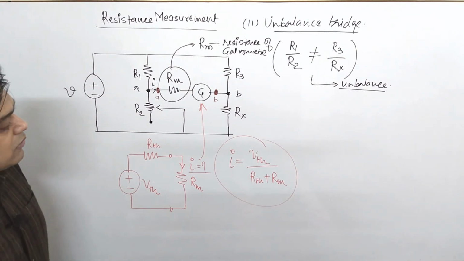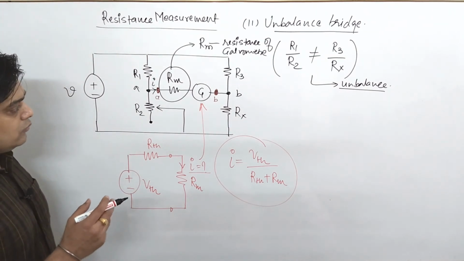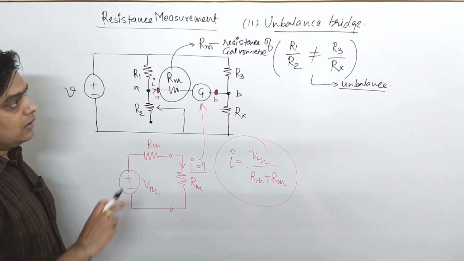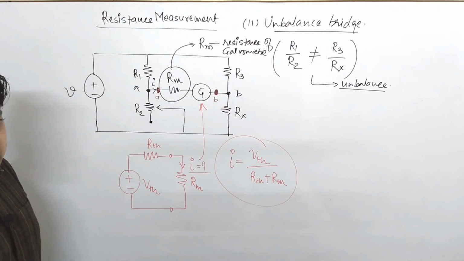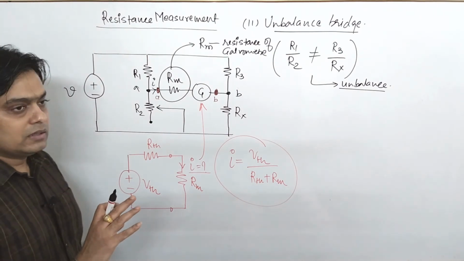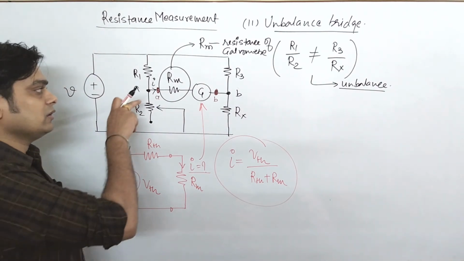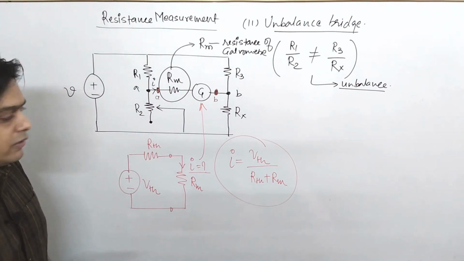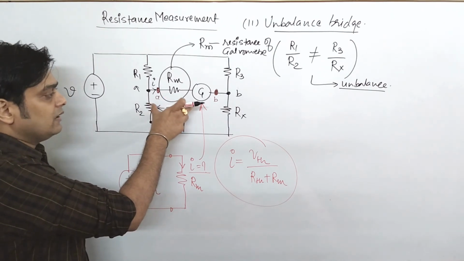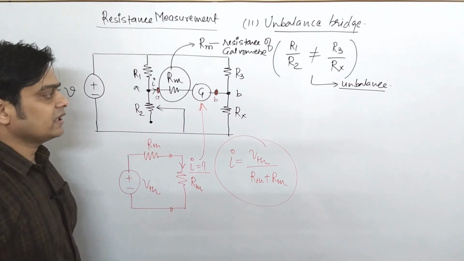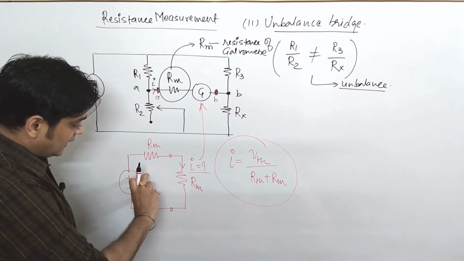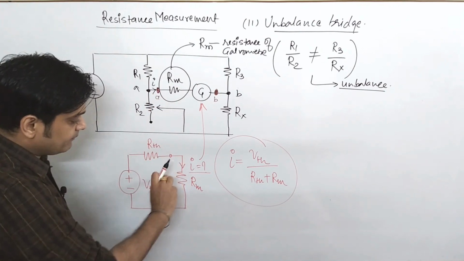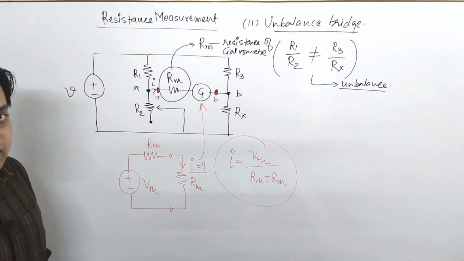So how do you find the value of VTH and RTH? You have to just apply the same concept which we discussed earlier when the bridge was balanced. In that case, the bridge was balanced and because of that no current was flowing here. But in this condition, some current is flowing here. So what we have done is find the Thevenin's equivalent across this terminal, and with the help of this VTH and RTH and the resistance Rm, which we know, we simply find the value of current I.